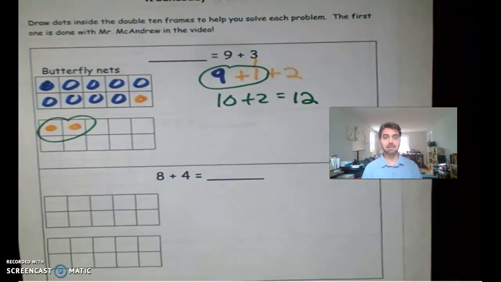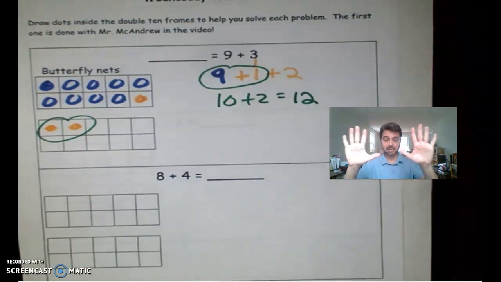All right, boys and girls. Great job today. Remember, number 10 is our favorite number because if you can get to 10, it makes things a lot easier.